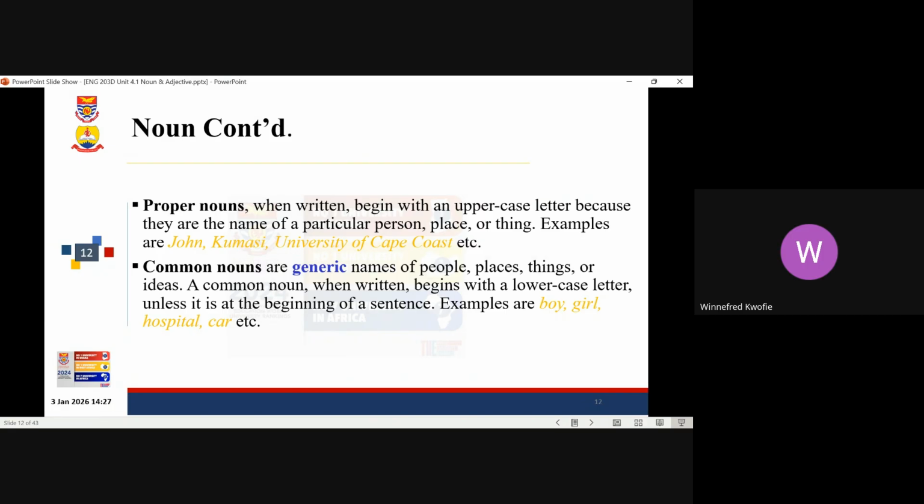So if I say hospital, which hospital am I talking about? Is it University of Cape Coast Hospital? Is it Comfort Teaching Hospital? What kind of hospital am I talking about? And so hospital is general, it gives a general idea. If I say car, there are so many different types of cars. Which one am I talking about? And so because it gives a generic or a general idea, we call them common nouns.